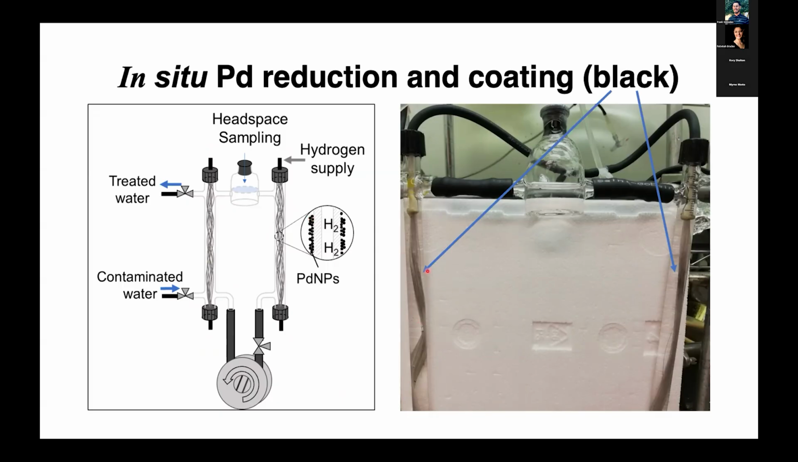But here at the end, you get this. You get these black coated membranes here. By the way, the membranes are white before we do this, and when you deposit the catalyst film, they become black.